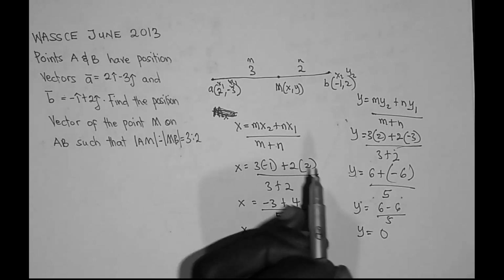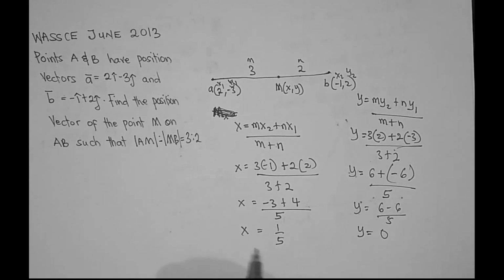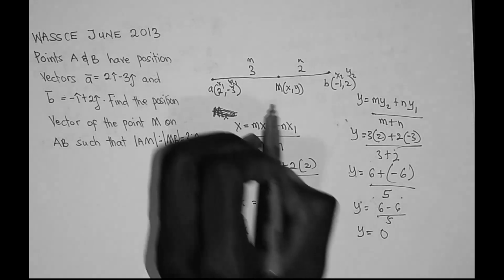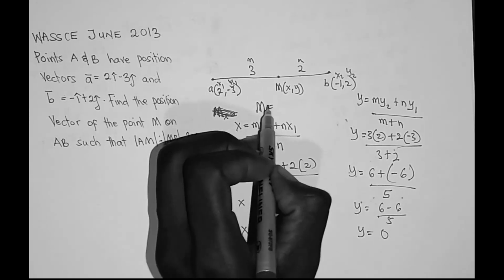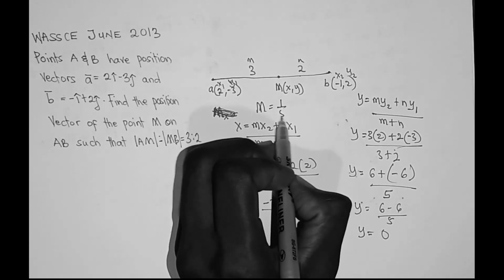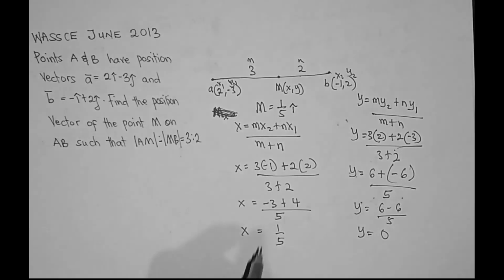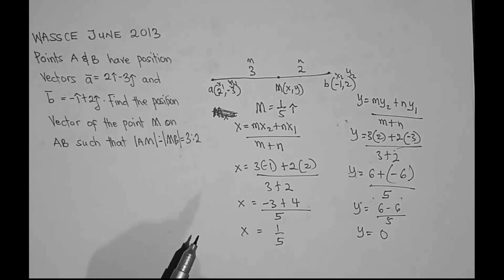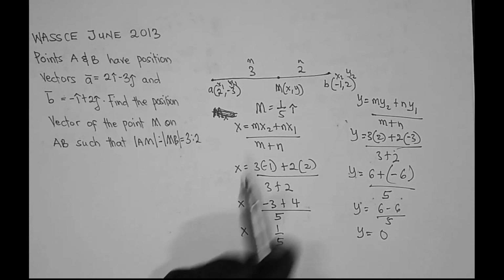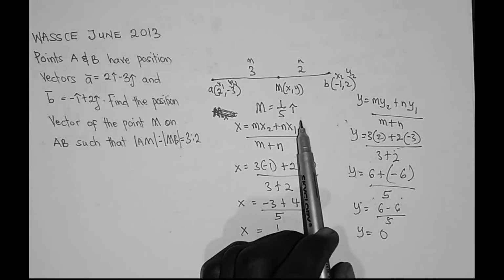So we now have our point. The x component is 1 over 5 and the y component is 0. And therefore M is equal to 1 over 5 I plus 0J. 0J is just 0. So M is equal to 1 over 5 I.